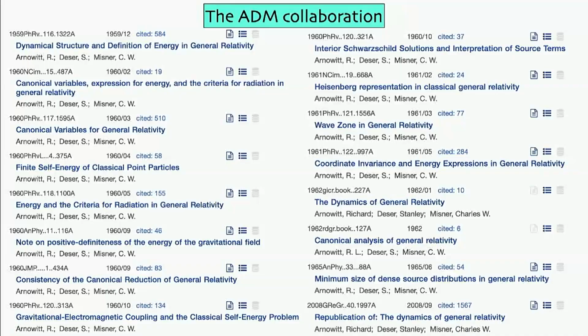Anyway, I love that. So the next scene that I want to mention is the famous ADM collaboration. ADM is Richard Arnowitt, Stanley Deser, and Charlie Misner. This is apparently all the papers that NASA ADS came up with from their collaboration. The most cited one is the one that was reissued, republished in 2008, which is the dynamics of general relativity, and it has 1,567 citations as of yesterday, I guess.